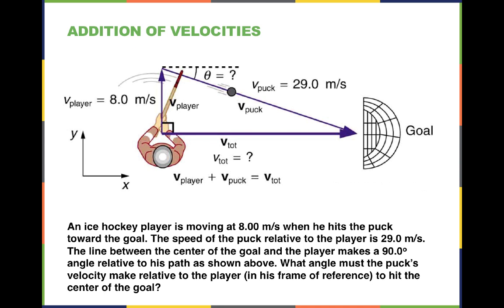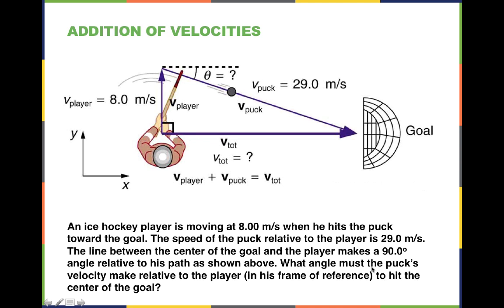Now here's my last slide, and I wanted to use this as something that we can work on to finish up our work. What this says is you have an ice hockey player who's moving at 8 meters per second, we'll call it due north, and he hits the puck toward the goal, and the speed of the puck relative to the player is this way at 29 meters per second. The line between the center of the goal and the player makes a 90-degree angle to his path. So what that means is he's going due this way, whereas the angle is this way.